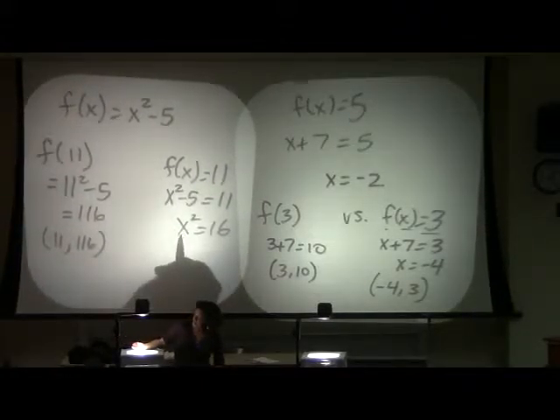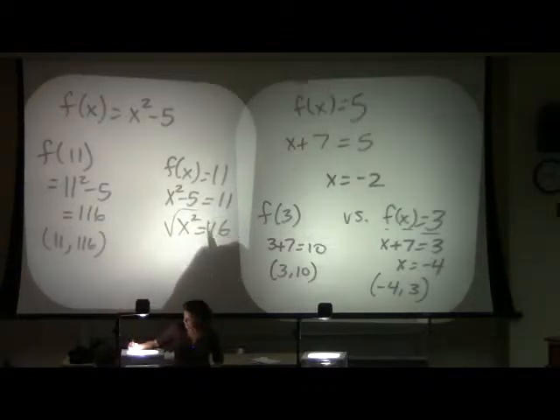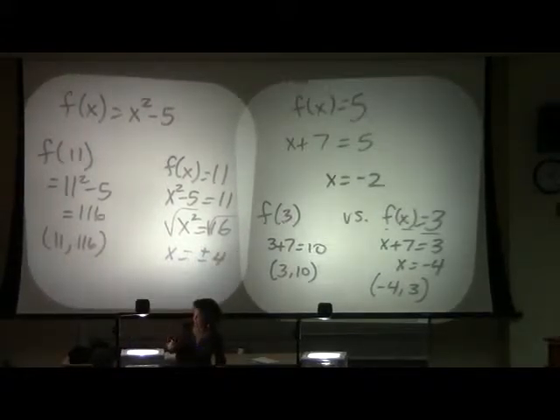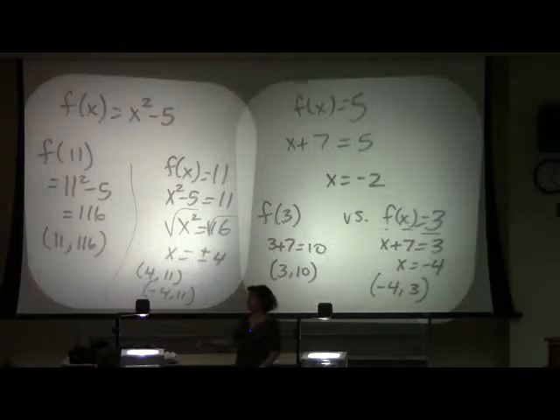And then, does anyone remember how to get from x squared to x? Square root both sides. And I claim you get positive or negative 4. So here you have (4, 11), and you also have the ordered pair (-4, 11). So yeah, your function can change.